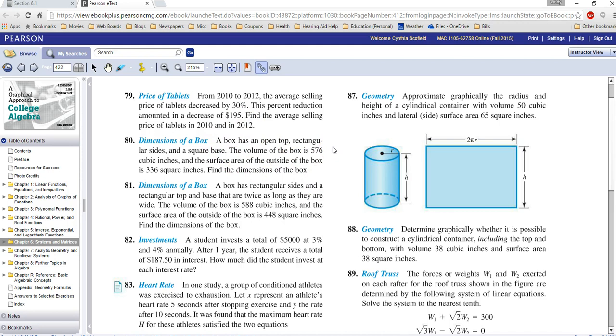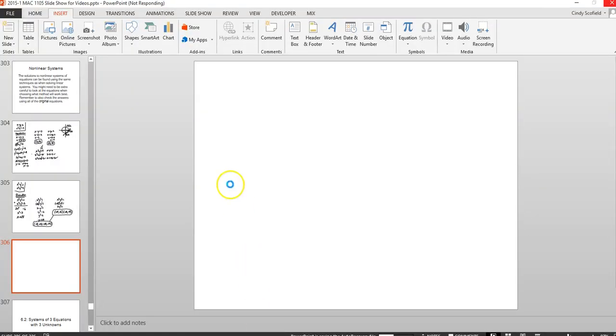So the box has an open top, rectangular sides, and a square base. The volume of the box is 576 cubic inches, and the surface area of the outside of the box is 336 square inches. Find the dimensions of the box. All right, so they tell us about the shape and they tell us the volume and surface area. Not very helpful otherwise. And they want us to find the dimensions. All right, so let's do it.